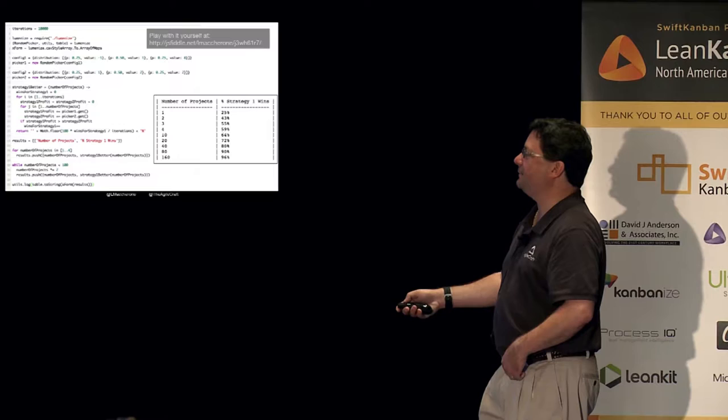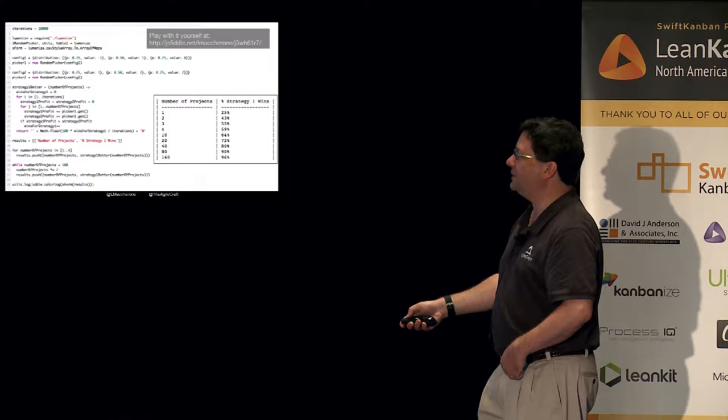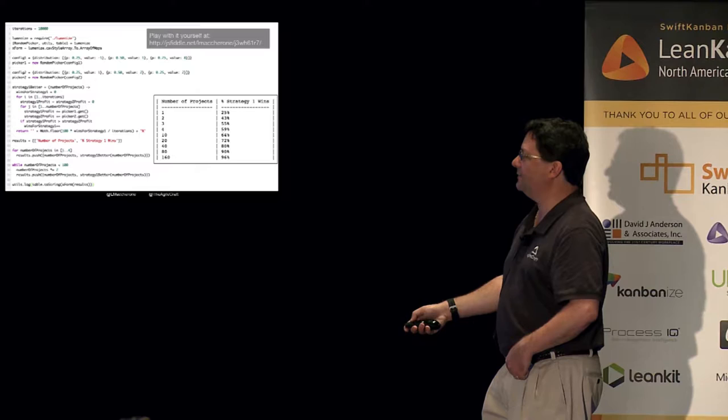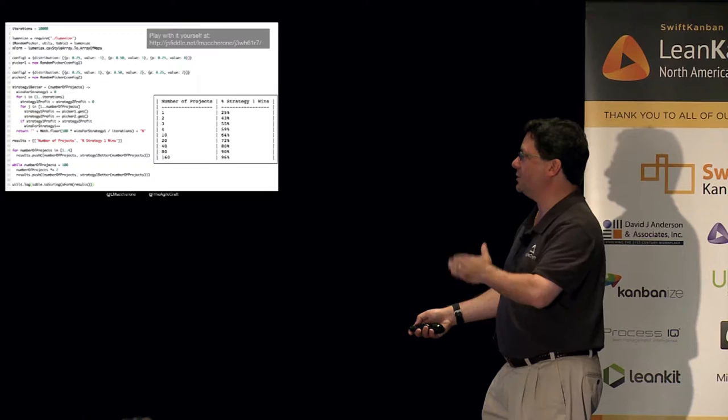Now I'm going to start. This is a function that I'm going to call with a different number of projects. I'm going to go from 1 to 4, and then I'm going to double after that, all the way up to 100, and I'm going to see where the trade-off point is, where strategy 1 actually starts to beat strategy 2 in terms of the number of times it wins.